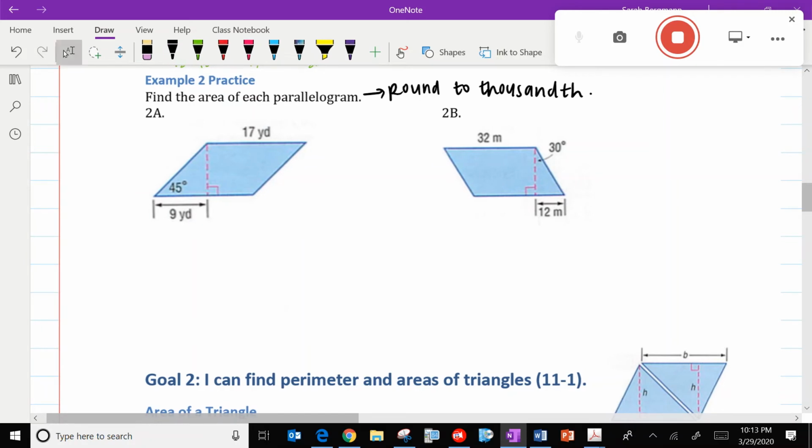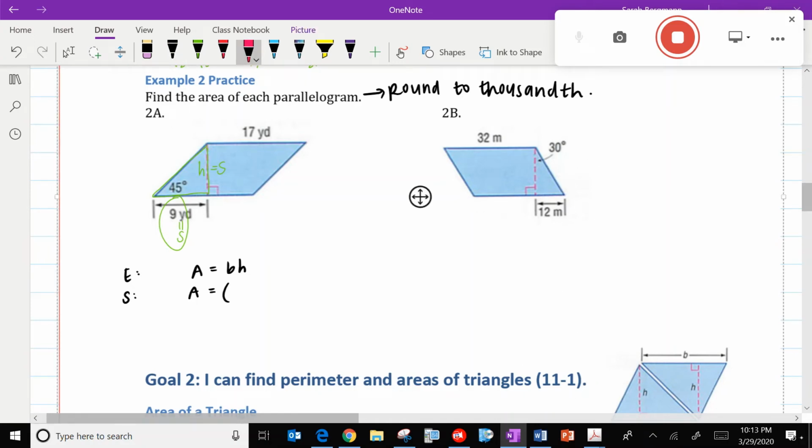All right, so for this one, 2A, it's a 45, 45, 90. My legs are both equal to S. So since 9 equals S, that's already solved, I know that the height is also equal to S. So I'm going to start out with my equation. Area equals base times height. Substitute. Area equals the base.